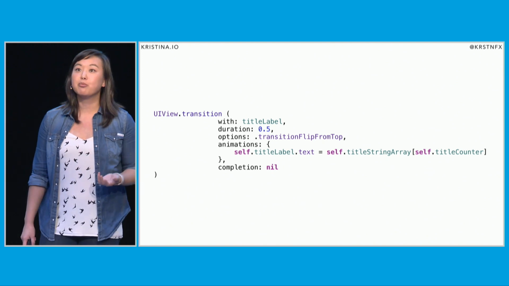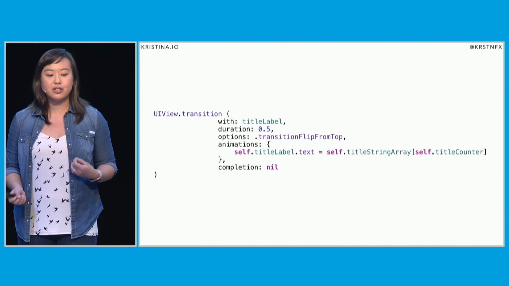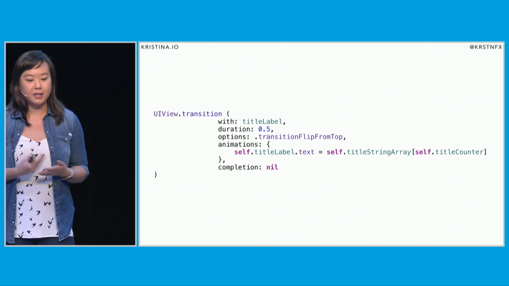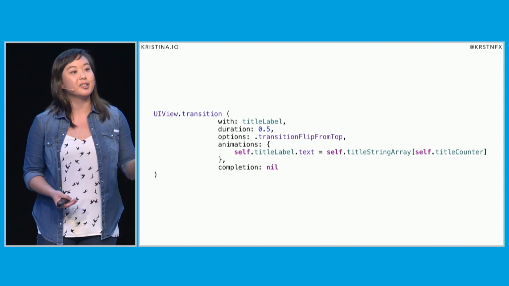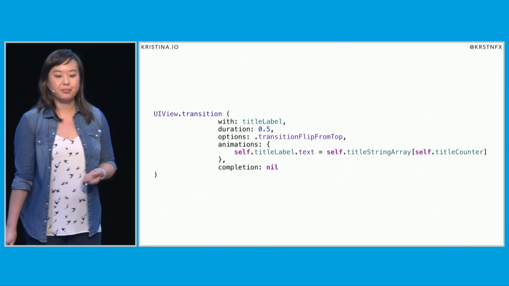Here, I end up rotating through an array of titles, and every 5 seconds that I change the title, I do a flip from top transition. In other words, just because you can't put text into an animation doesn't mean you can't still make it fun. You just have to get a little creative with it.